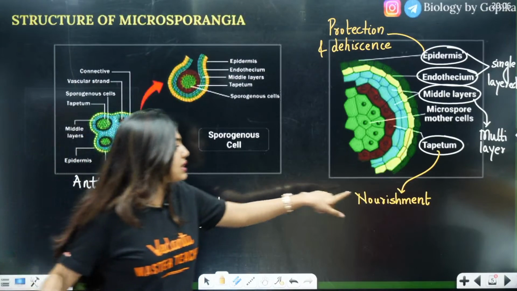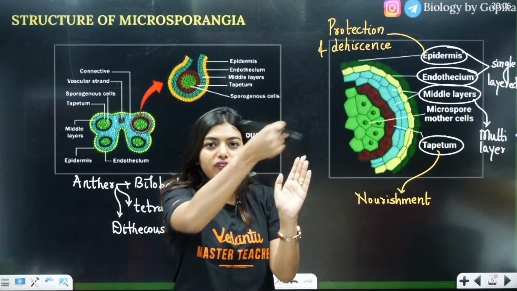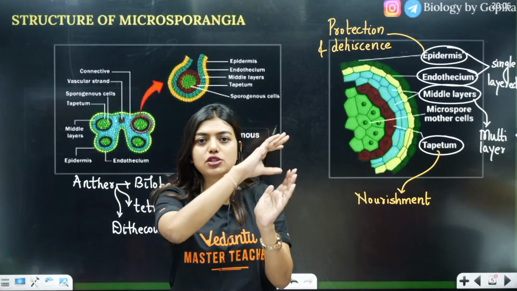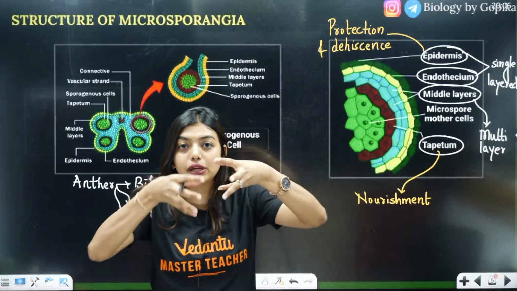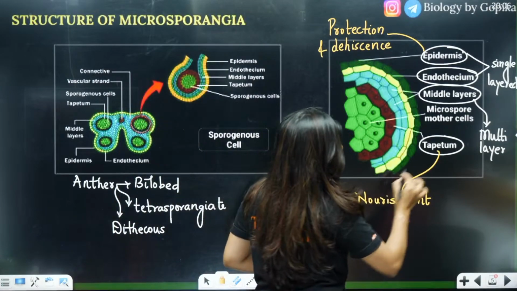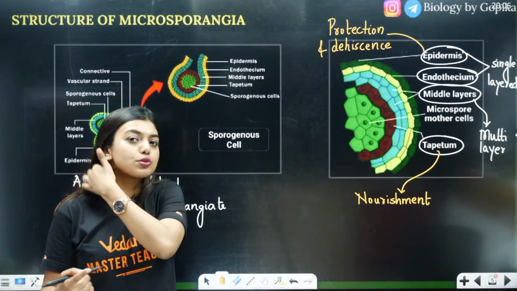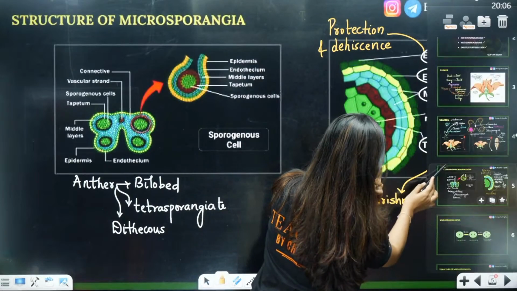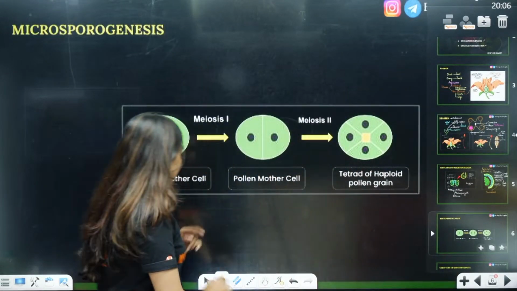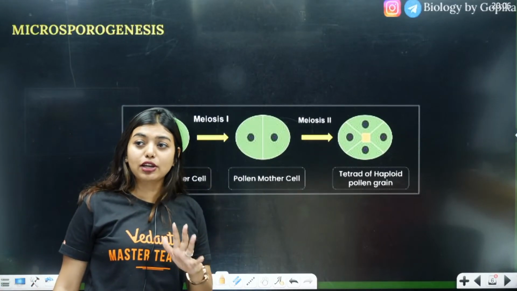Okay. Now students, this is clear. Tapetum is going to do the nourishment. Now, one layer is over, epidermis is over, endothelium is over, middle layer is over. Then came tapetum. Inside, between, what is there? Your sporogenous tissue, which has the potential to become the microspore mother cell. So when we write here, students, we are going to enter into microsporogenesis.